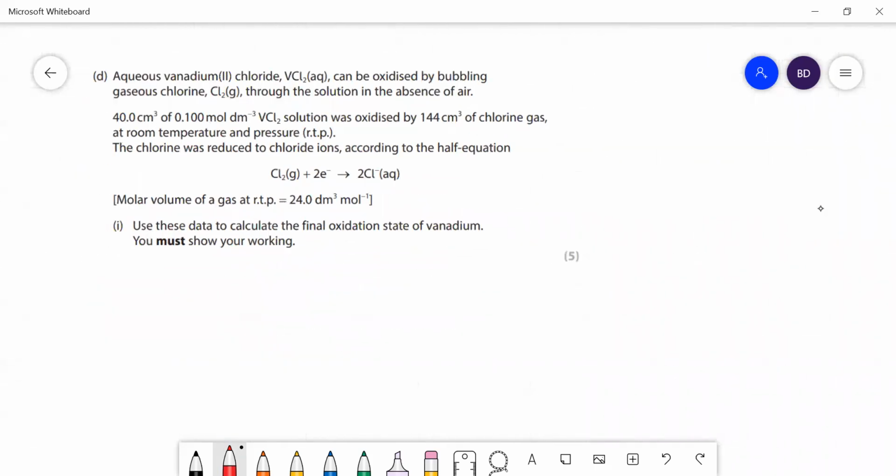Right, carrying on with transition metals. We've got vanadium(II) chloride. And you can oxidize it. So we've got vanadium in the 2+ oxidation state, the 2+ ion, obviously. It can be oxidized by bubbling gaseous chlorine through the solution in the absence of air. And of course, vanadium can have oxidation states of +2, it can be +3, and it can be oxidation number +4 with a species like that.